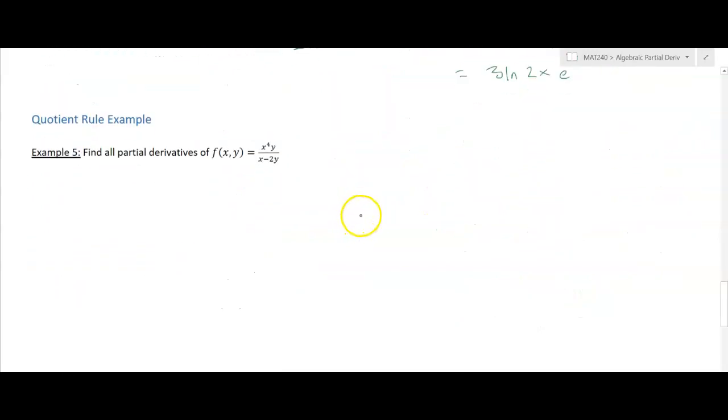Now the quotient rule is not really going to be much different. The quotient rule you're going to have to apply in instances where there is a fraction, but where you cannot simply cancel things out and remove the fraction. So in this case, we see that we're going to need to use the quotient rule.